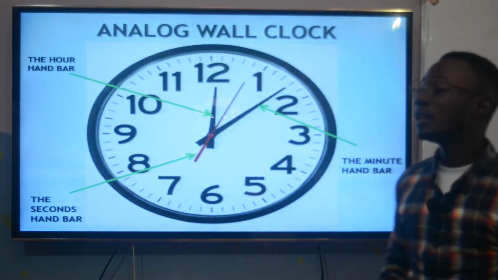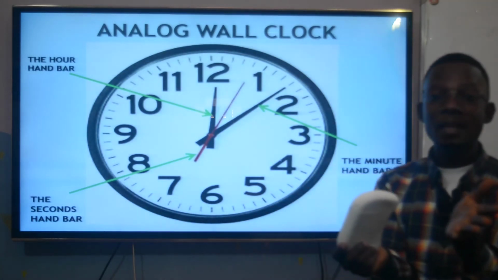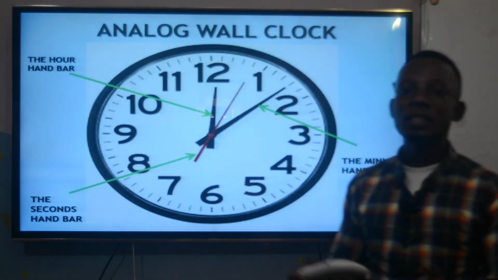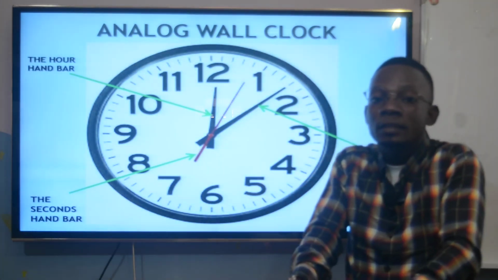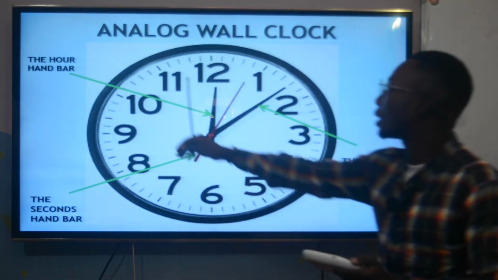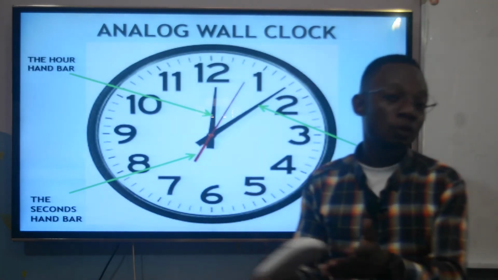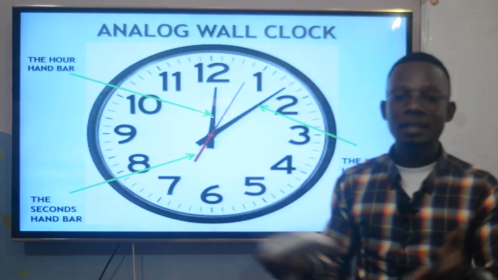So that is the analog wall clock for you. Today we learned about digital devices, and we said digital devices are the ones that are ruling the world now, because analog devices are outmoded for this era.